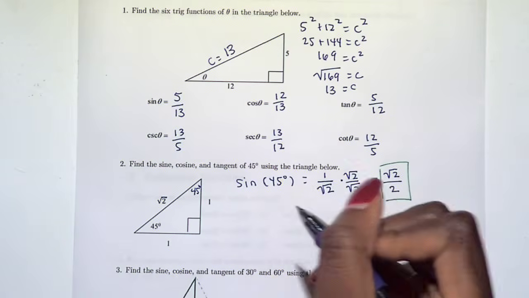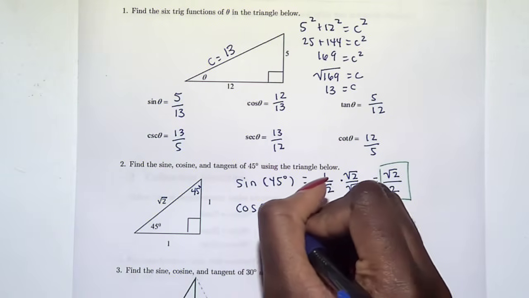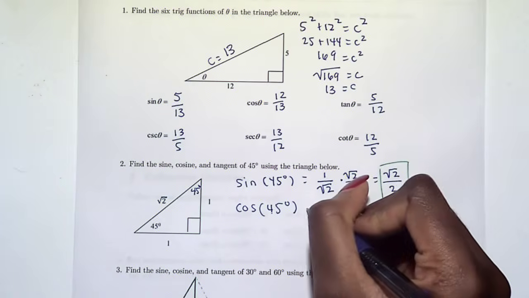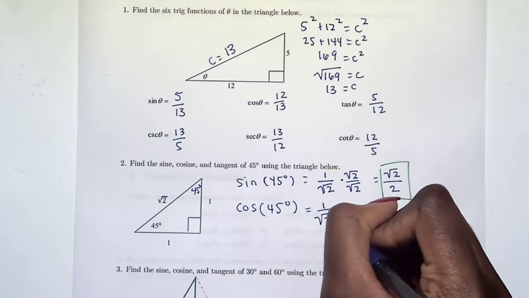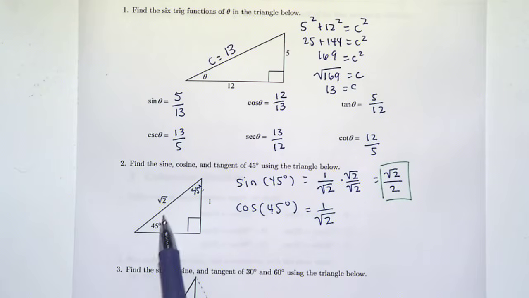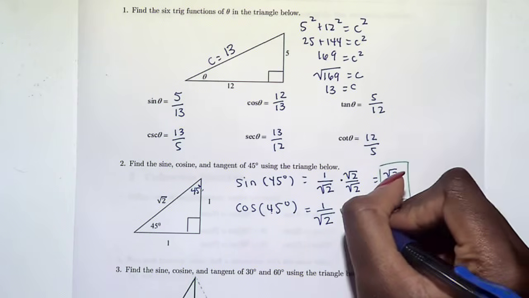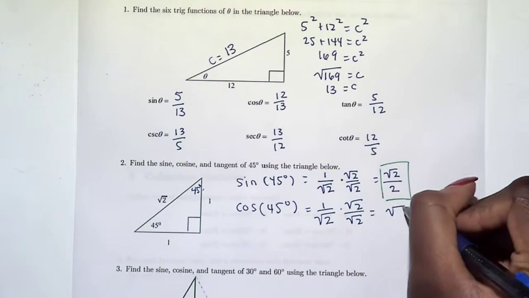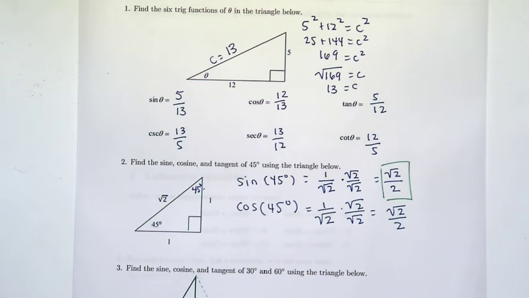Okay, let's look at cosine of 45 degrees. That will be adjacent, which is our 1, over hypotenuse. Oh, it's the same thing. That should make sense to us because both of these angles are 45 degrees. So even if we were looking at this one, this would be opposite, this would be adjacent. Same thing, and we can rationalize our denominator for root 2 over 2. So sine and cosine of 45 degrees are the same.